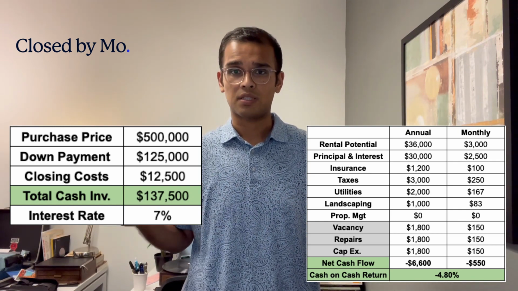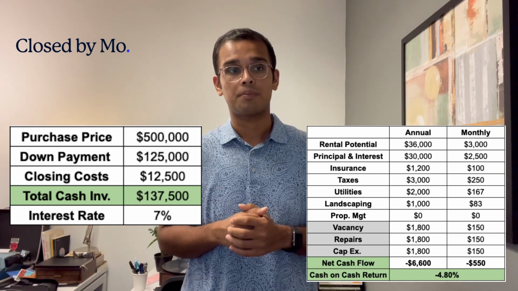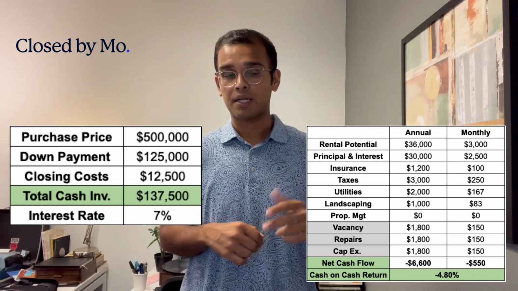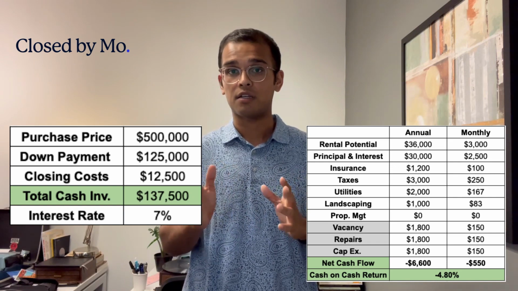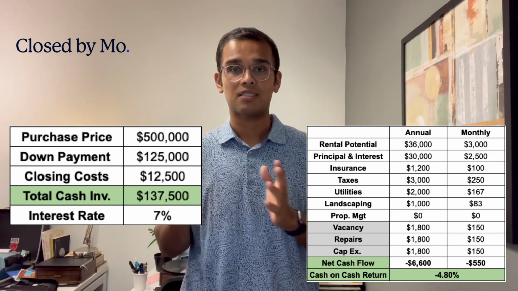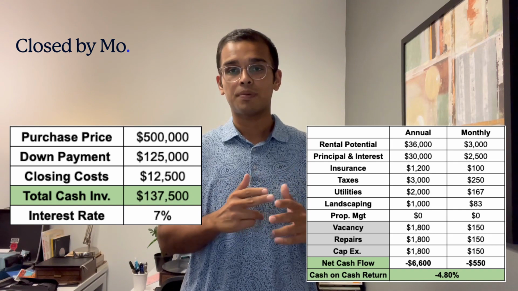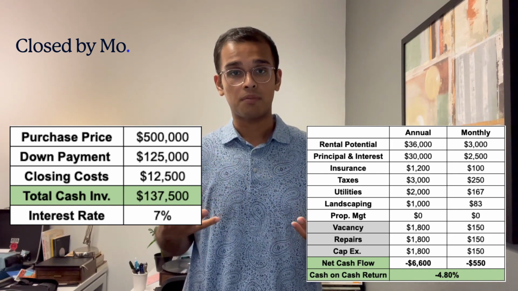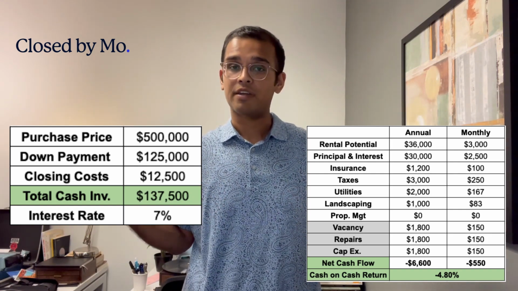I left it as 0 because I don't pay any property manager for my properties. Vacancy, repairs, and capex. These are the assumptions that are going to vary from investor to investor, from investment thesis to investment thesis. Vacancy, repairs, and capex, I automatically assume a minimum 5%. It might even vary from property to property.